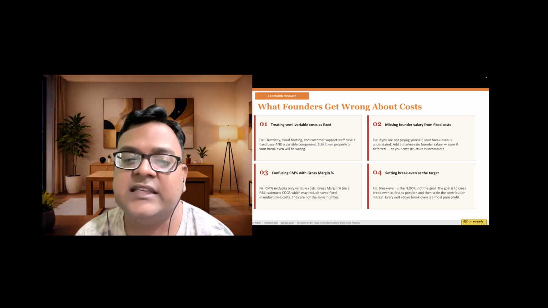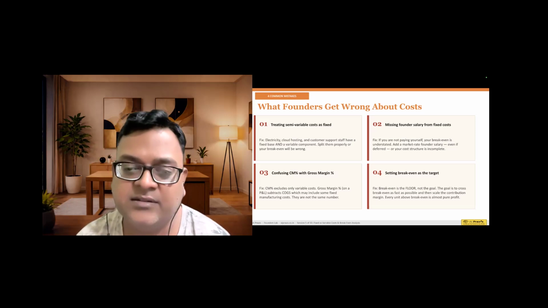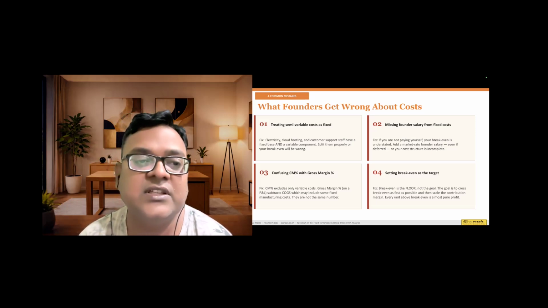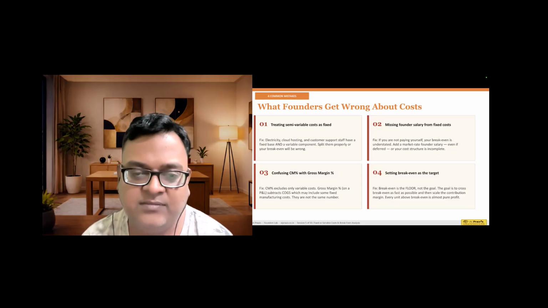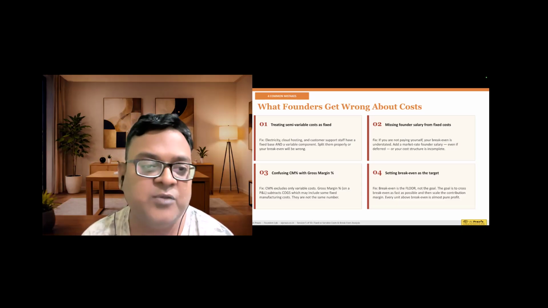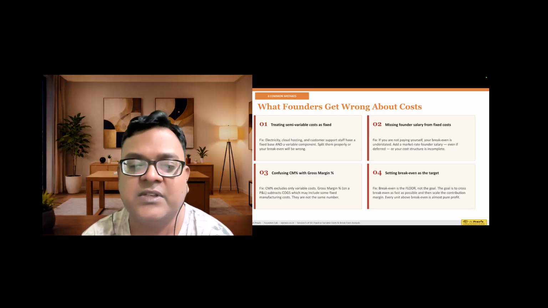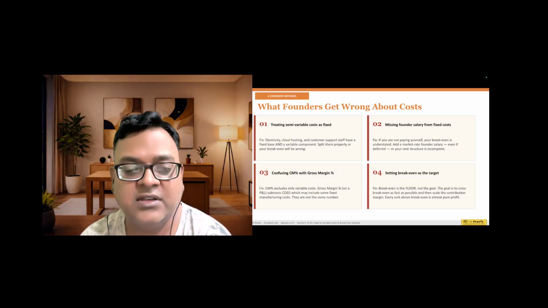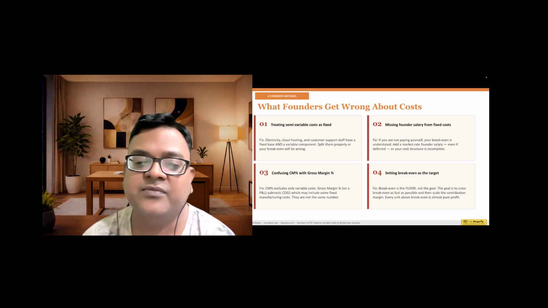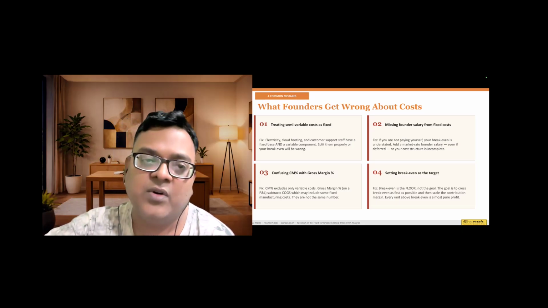The fourth mistake is setting break even as the target. Break even is just the floor. It's not the goal. We saw the movie example just now. The goal is to cross the break even as fast as possible and then scale the contribution margin. Every unit above break even is almost pure profit.